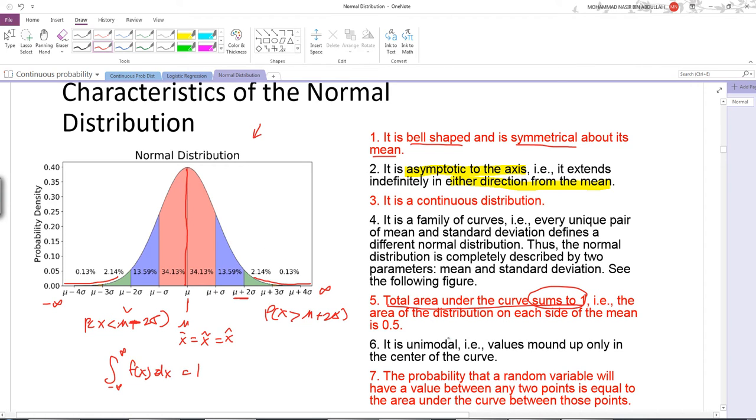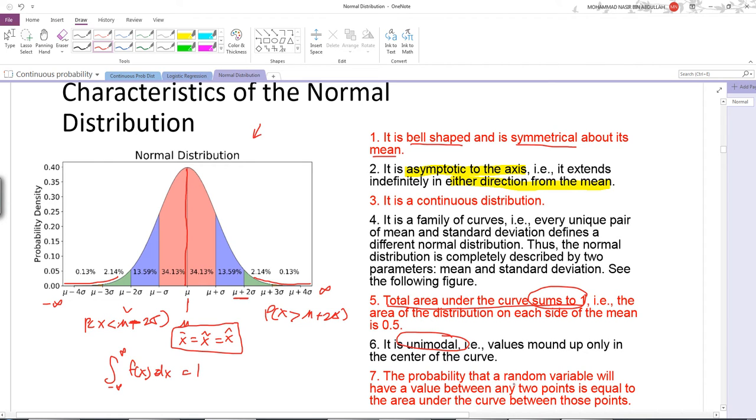And it is unimodal, right? It only has one mode. Unimodal means only one peak, so only one mode. As we already know from previous knowledge, the mean is equal to the median equal to the mode. So there is only one mean and one mode, right? They cannot be multimodal or bimodal, right?